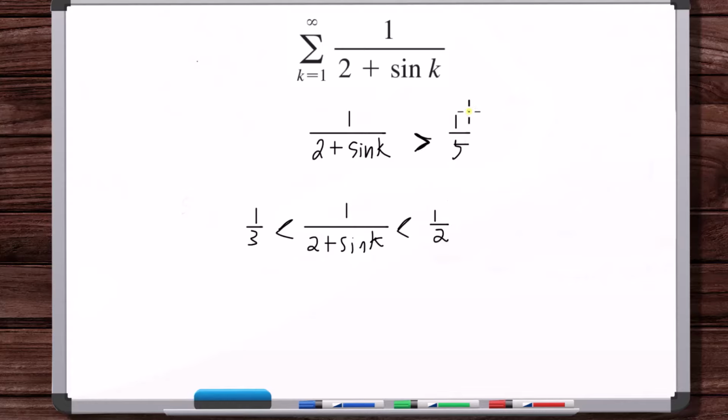You might be saying the series 1/5, what is that? Well, think about it. You're just adding 1/5 plus 1/5 plus 1/5 infinitely many times. This is divergent. Since this is divergent and this is always greater than this for every single term, then this is divergent according to the comparison test.